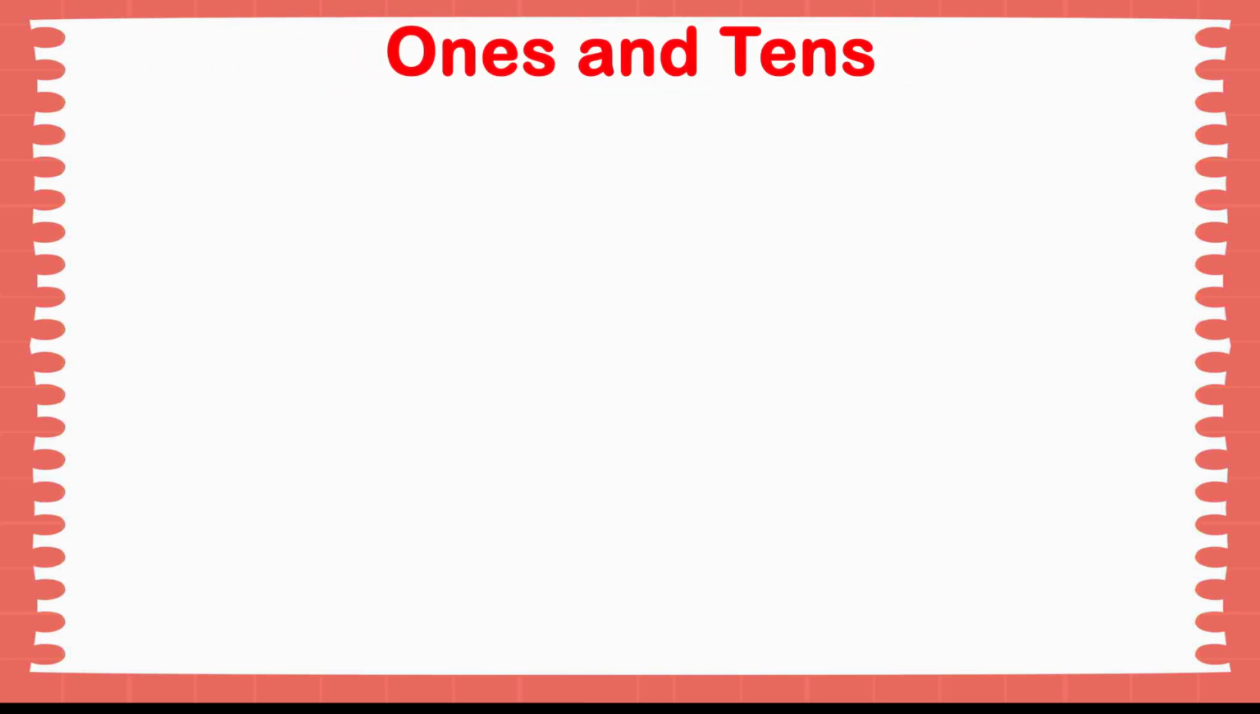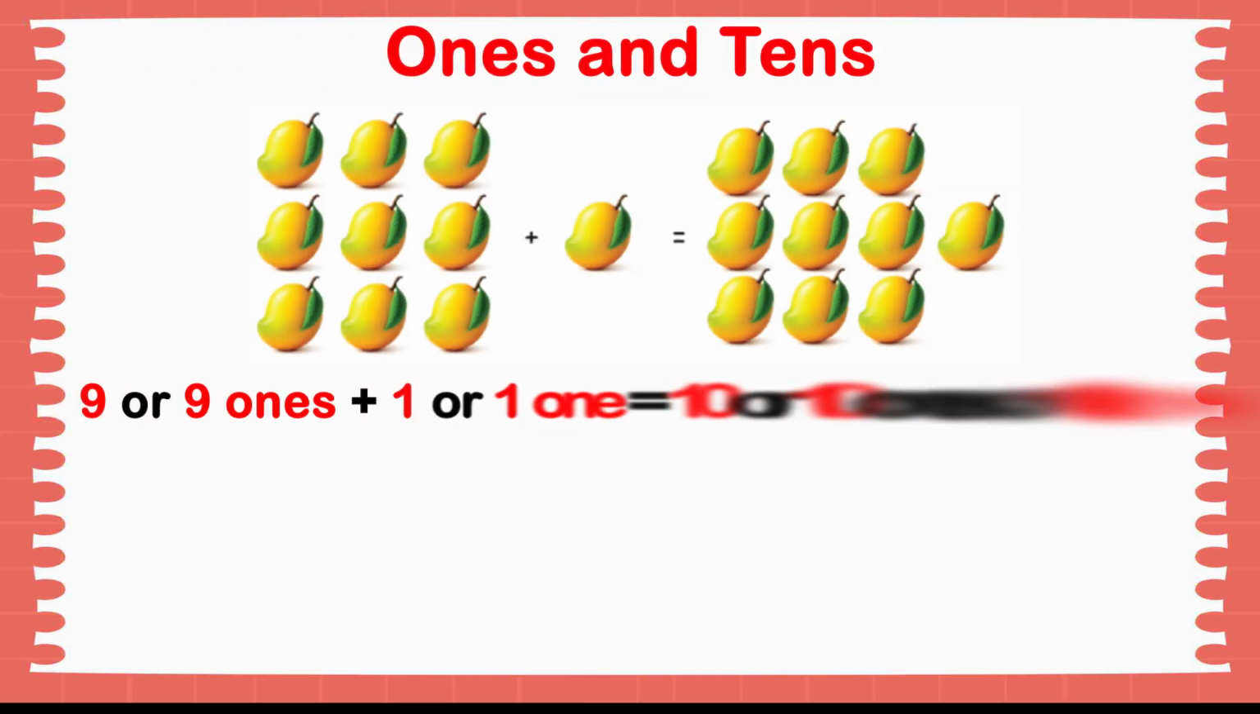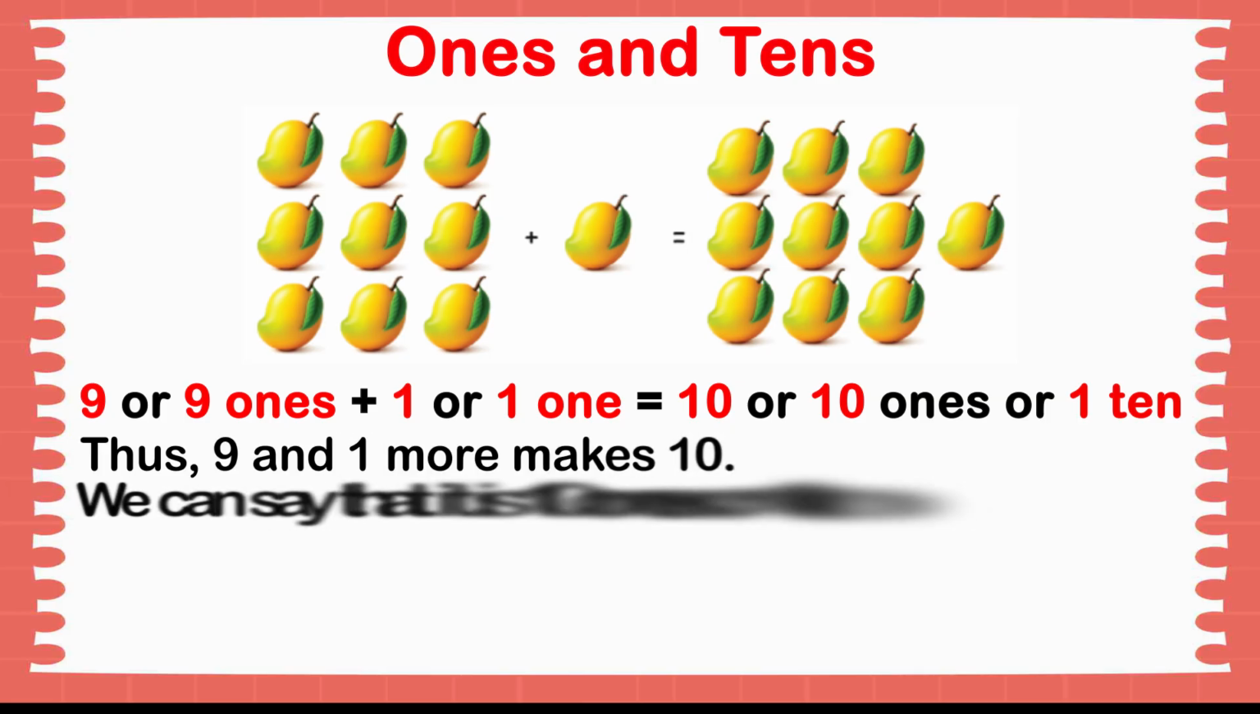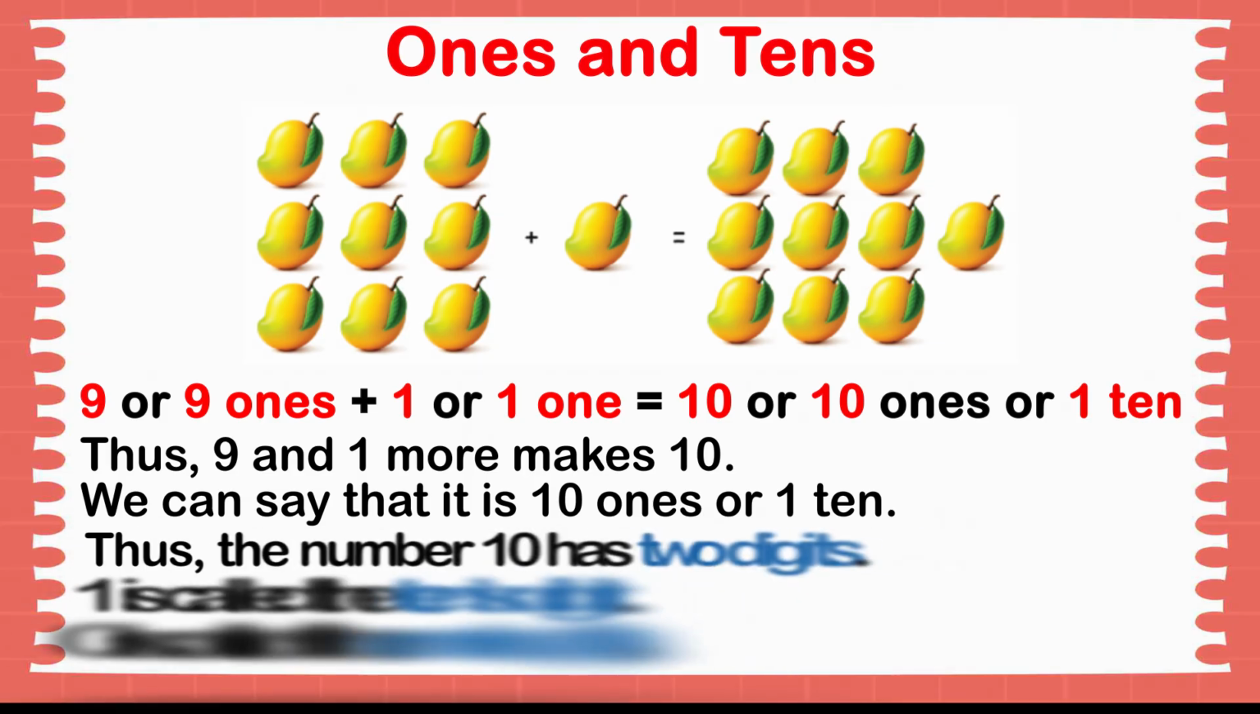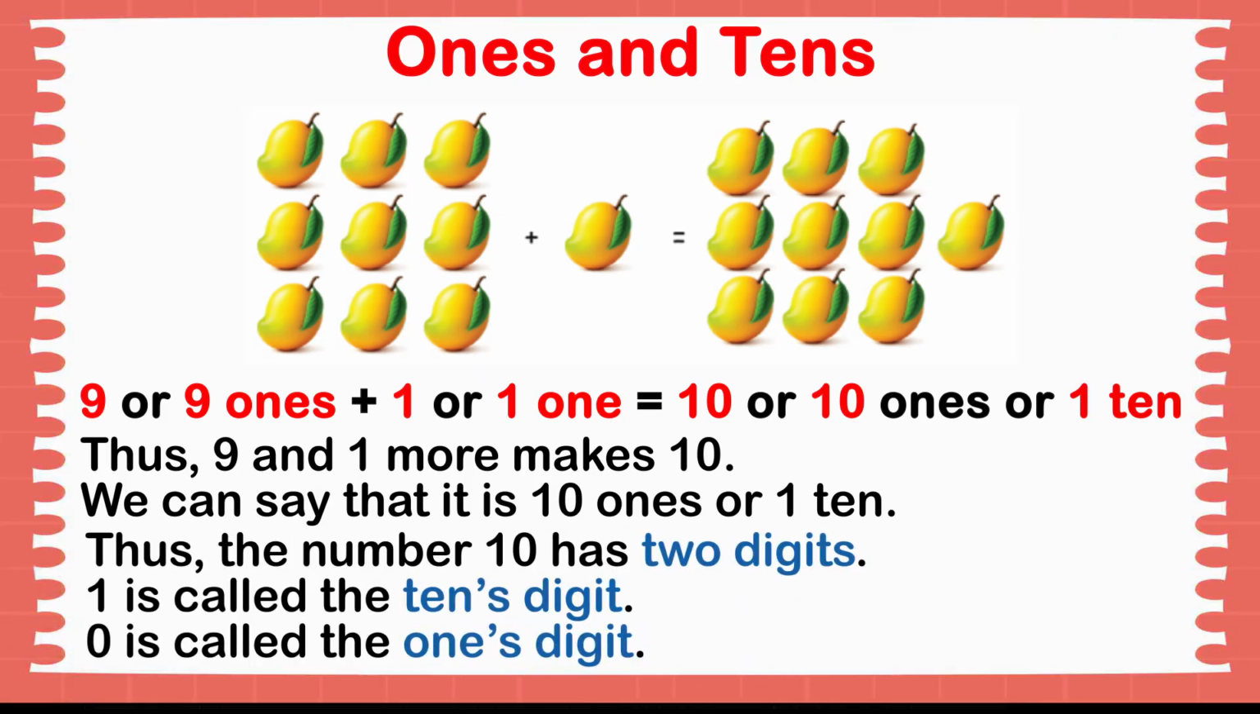Ones and tens. 9 ones plus 1 one is equal to 10 ones, or 1 ten. Thus, 9 and 1 more makes 10. We can say that it is 10 ones or 1 ten. Thus, the number 10 has 2 digits. 1 is called the tens digit. 0 is called the ones digit.